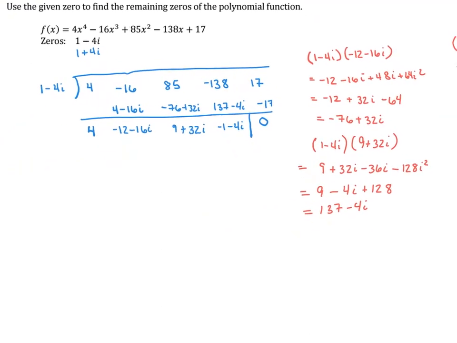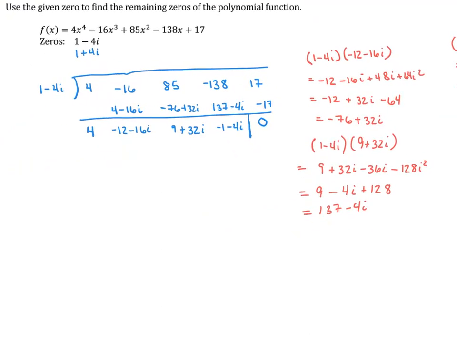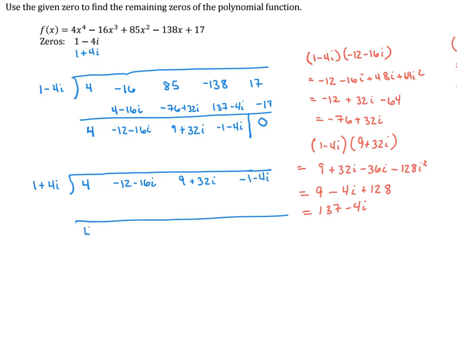Now it seems really weird, but these are the coefficients of the next polynomial. So we can take those, the 4, negative 12 minus 16i, the 9 plus 32i, and the negative 1 minus 4i as the coefficients of our cubic. And we will now use 1 plus 4i as our 0 that we're going to use in our synthetic division. So let's bring down the 4. And this should be much easier now.